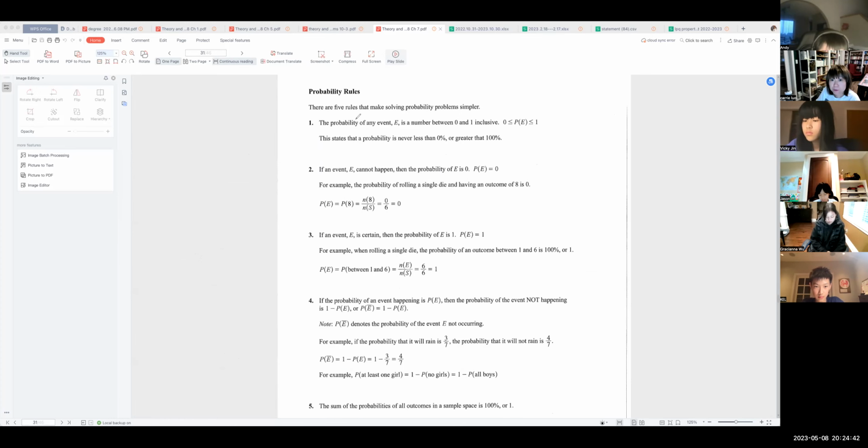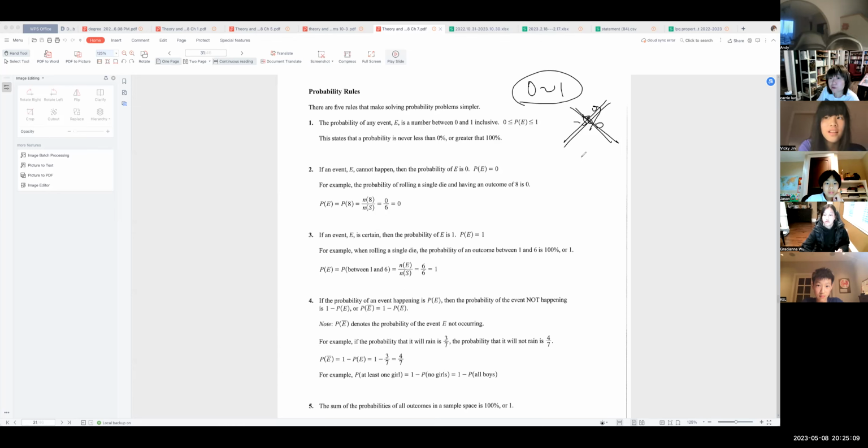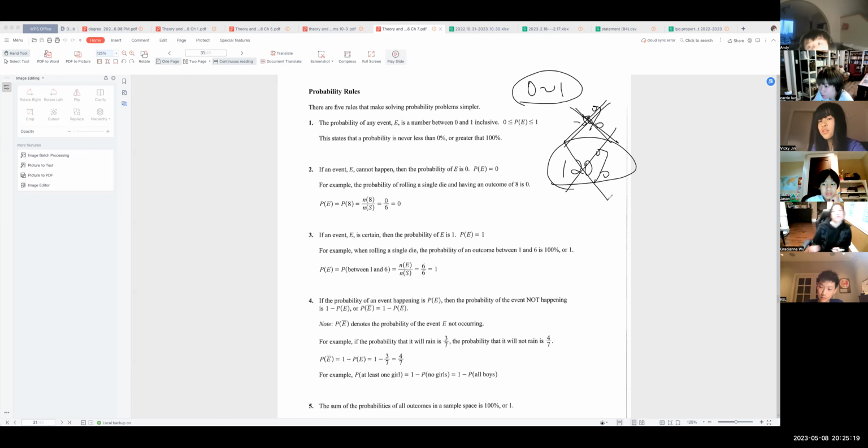The probability of any event E is a number between 0 to 1. 好，如果有个小朋友跟你说，Vicky，我做这件事情的可能性是-50%，有没有可能？It's wrong. Okay, so the probability must be between 0 to 1. 不可能有 negative，也不可能说，哎呀，I'm 120% sure this is right. 这句话 you can say this, but in math it is wrong.